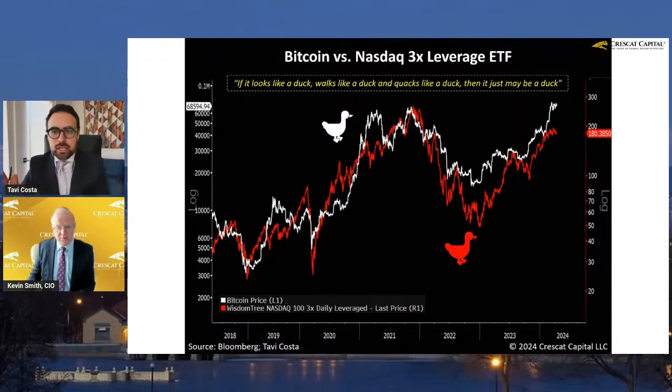So again, this is nothing against Bitcoin, but I do think that there are a lot of misleading ways that people are using to describe what Bitcoin really is, and to me, it's just speculation times 3. Let's go to the next chart.